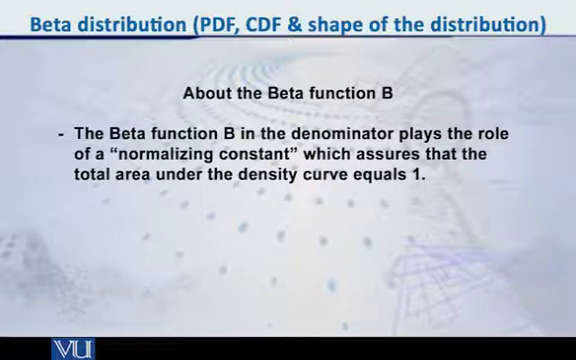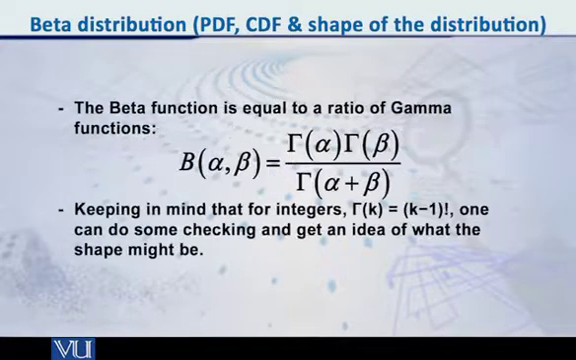This is the beta function. It acts as a normalizing constant which assures that the total area under the density curve is equal to 1. ये क्या चीज़ है? It is a ratio of gamma functions. अगर gamma function के साथ इसको लिंक करें तो इसका फॉर्मूला क्या है? बीटा alpha beta is equal to gamma alpha into gamma beta, and this product divided by gamma alpha plus beta.